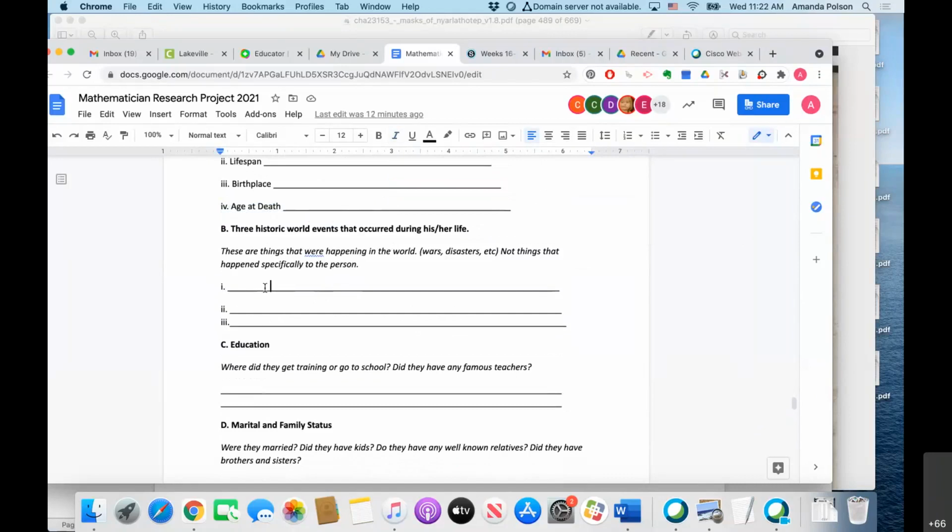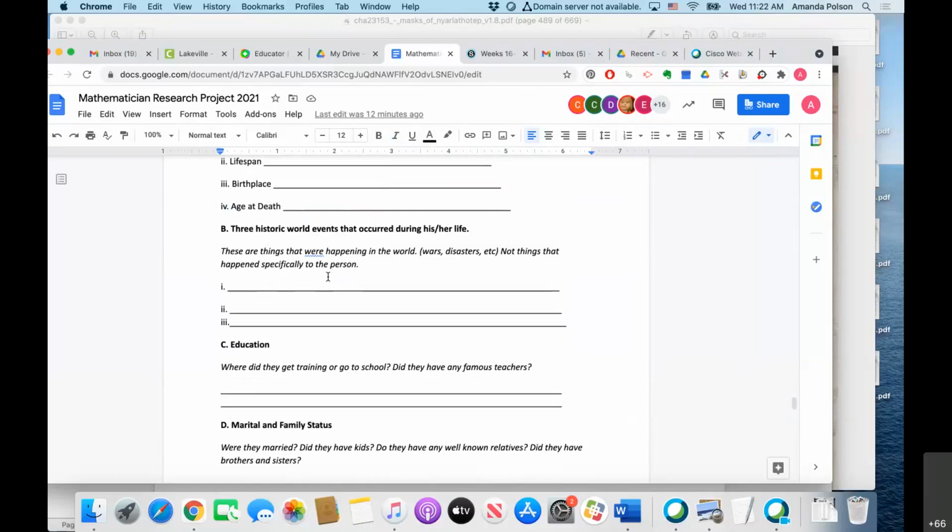3 historic world events. These are things that were happening in the world, not things that specifically happened to that person. So if I was going to list historic world events that happened during my lifetime, I could list things like 9/11. I could list things like the ship that got stuck in the Suez Canal. I could list things like the pandemic. Those are things that are happening in the world around me.